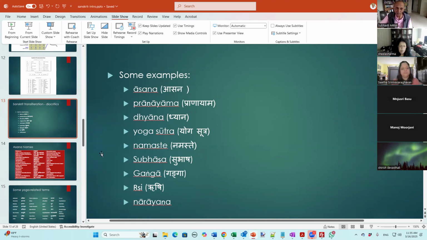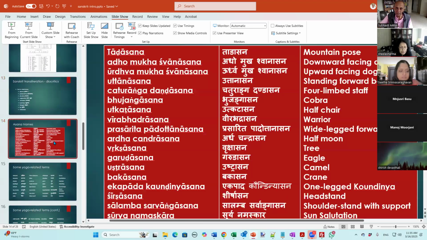Ganga, Rishi, Nar, we already went through this. Now here I just have a few names of some of the asanas. I can probably leave it to you to go through these at your own time. You have slides available. So let me just very quickly pronounce these, so at least you get a feel for what these are like. Make sure you look at the bar on top of these sounds.